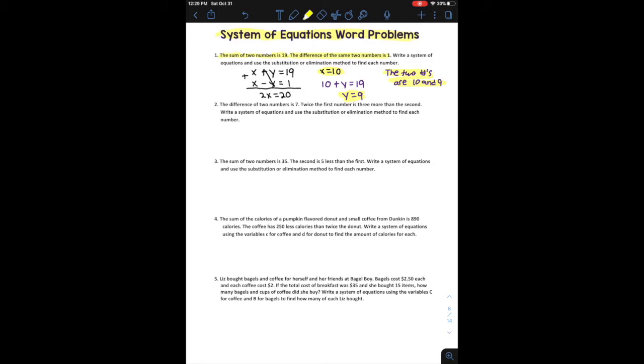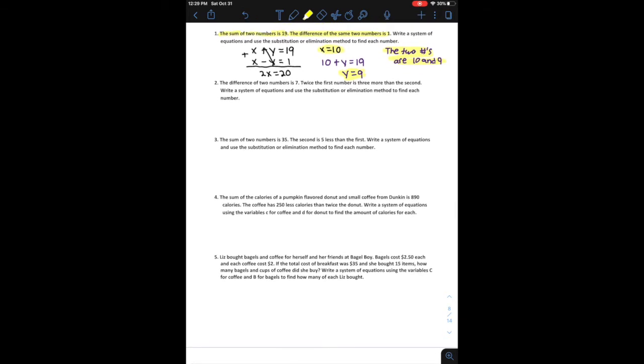I'm going to go ahead and jump to number 4, allowing you guys some practice with 2, 3, and 5. In problem number 4, they're saying that the sum of the calories of a pumpkin-flavored donut and a small coffee from Dunkin' is 980 calories. The next sentence is going to be our next equation. The coffee has 250 less calories than twice the donut. They want us to write a system using the variables c for coffee and d for donut to find the amount of calories for each.